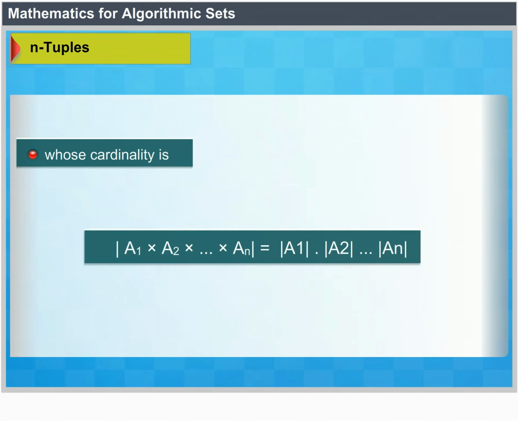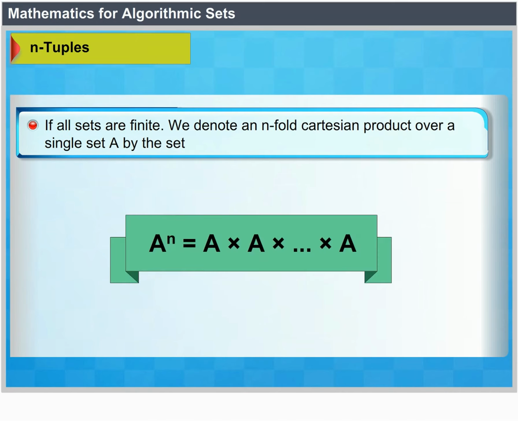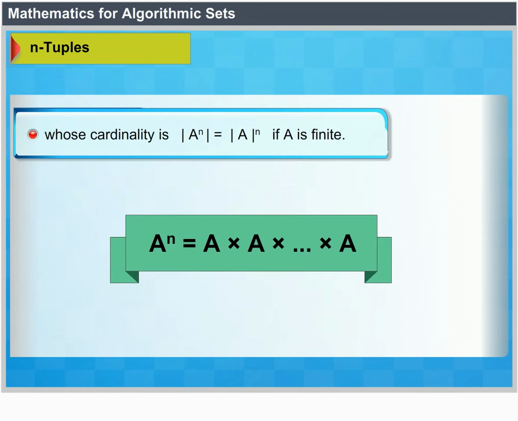If all sets are finite, we denote an n-fold Cartesian product over a single set A by the set A^n = A × ... × A, whose cardinality is |A^n| = |A|^n, if A is finite.